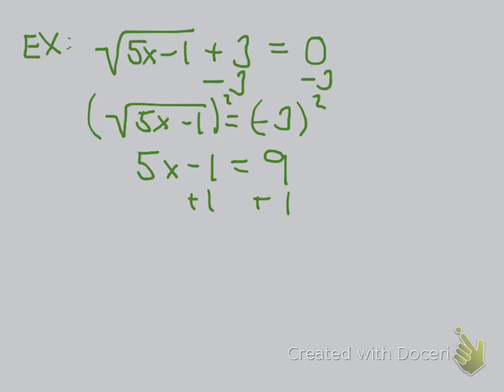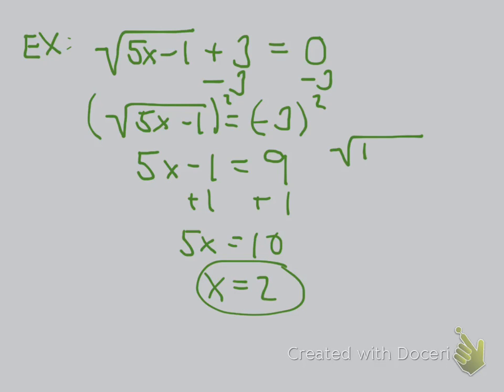Just add 1 to both sides. 5x equals 10, so therefore x equals 2. One thing that is important in these problems is you really do need to check your answer, and you'll see why that comes up in one of the later examples, but you do need to check to make sure your answer works. So I'm going to plug 2 back in.